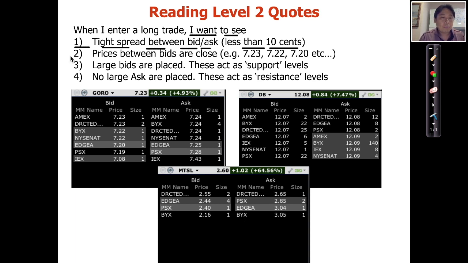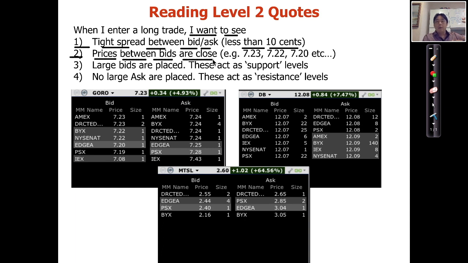Next, I want to see prices between the bids being very close. What do I mean? When I look at the bid column, I'm looking at all the buyers. They all want to buy at different prices, all queuing up. So I want to see, for example, if the price is now at 723, the next buyers at 722 and 721 and 720. So there are buyers at every 1 cent interval, which means that the buying volume is very, very tight.